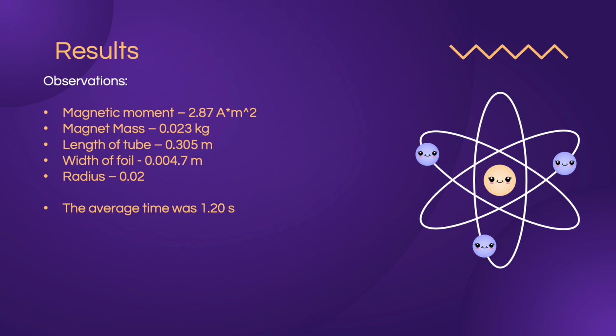So the observations from the experiment, or the data that was collected, is the magnetic moment, the magnet mass, the length of the tube, the width of the foil, the radius of the tube, and then the average time that it took the magnet to fall through the tube, which was 1.20. This is seconds, so 1 second, 20 milliseconds. And then the other values were here.